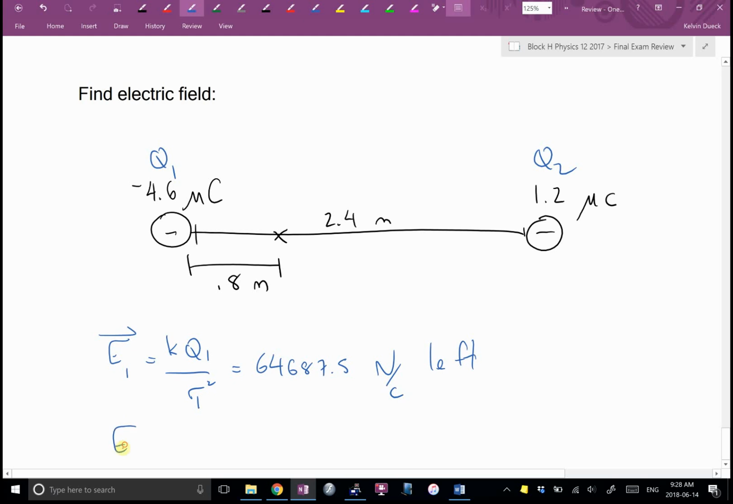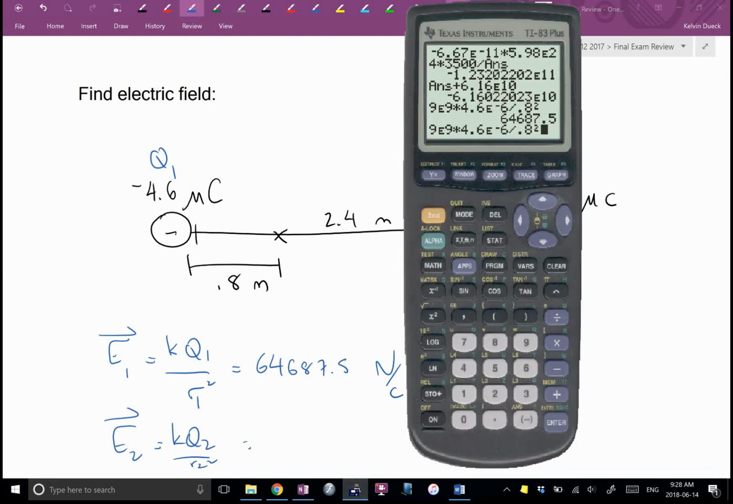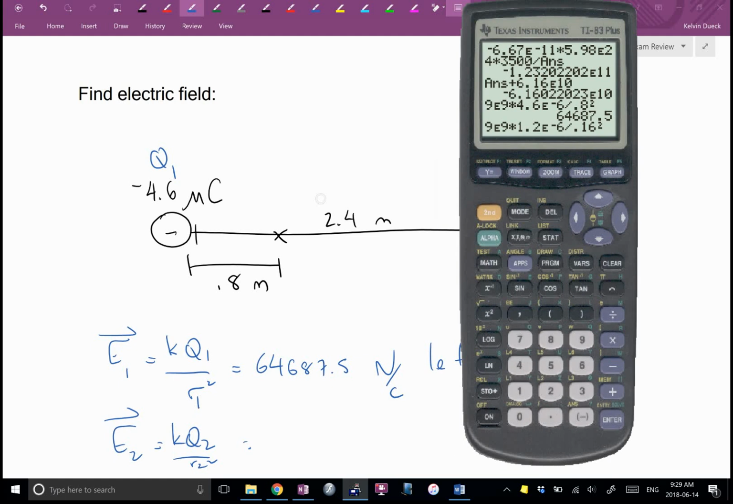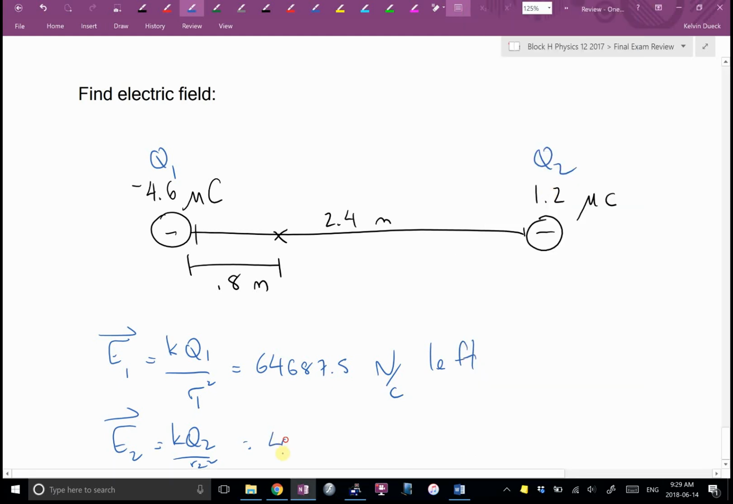We repeat for charge 2, it's going to be kQ2 over r2 squared. It's going to be 9 times 10 to the 9th, 1.2 times 10 to the negative 6, and 1.6 squared. Sorry, 1.6, yes? My brain was bugging me about something there, and it just shifted into neutral for a second. I get 4,218.75.